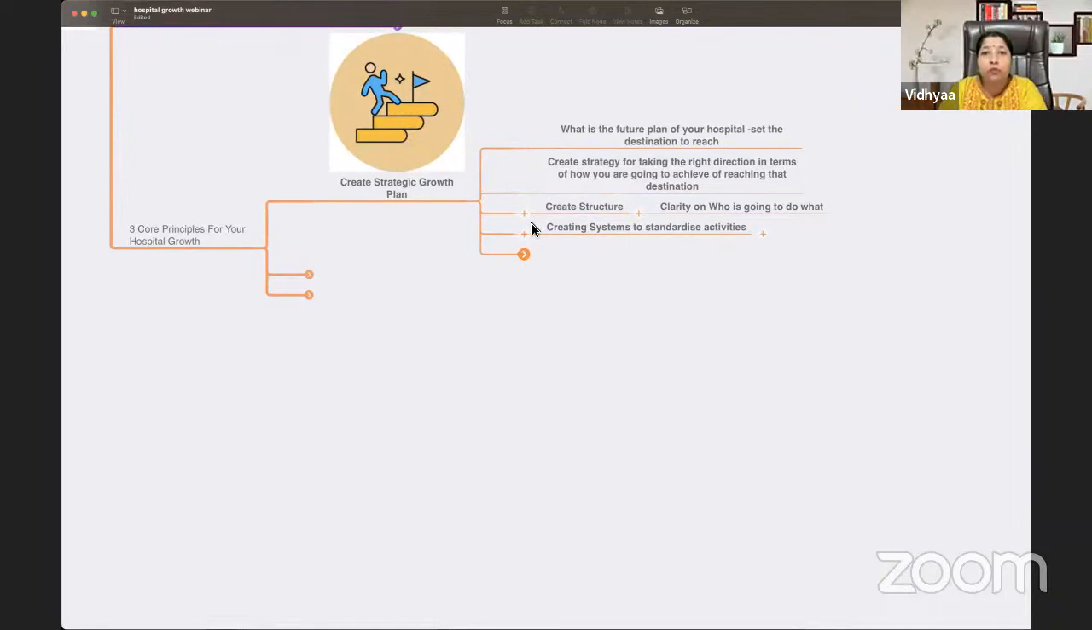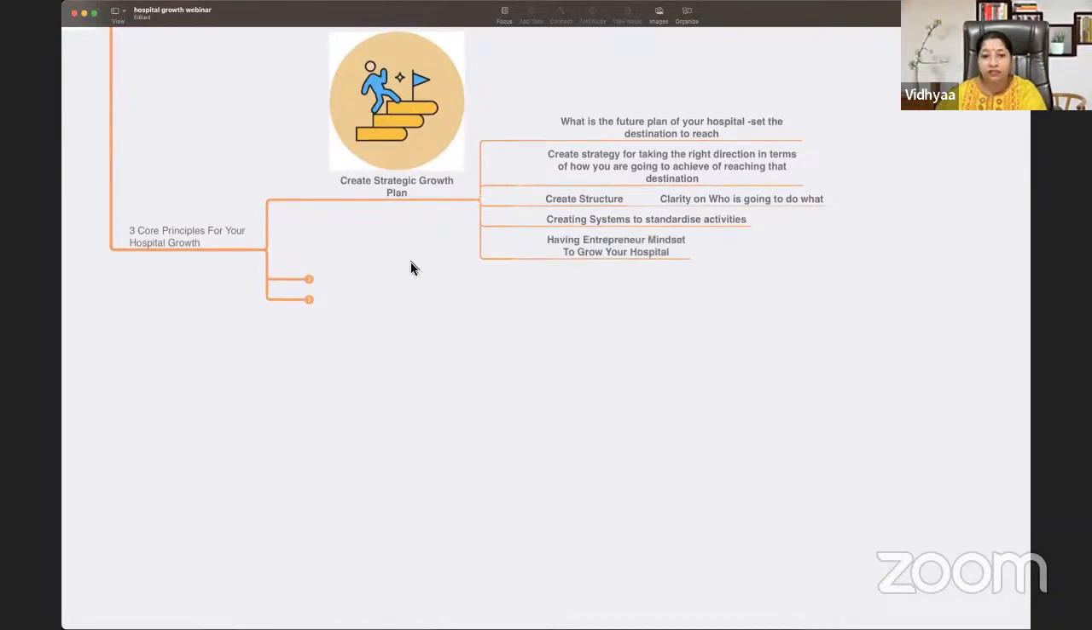Then you have to create systems to standardize activities. I'll explain in detail in the next part about systems, so you'll have more clarity as I walk you through. The important activity which you should be doing as the hospital owner is having that entrepreneur mindset to grow your hospital. Doctor, it's like this.